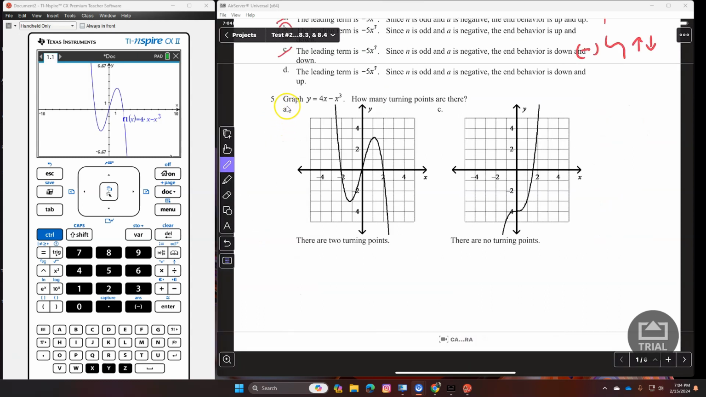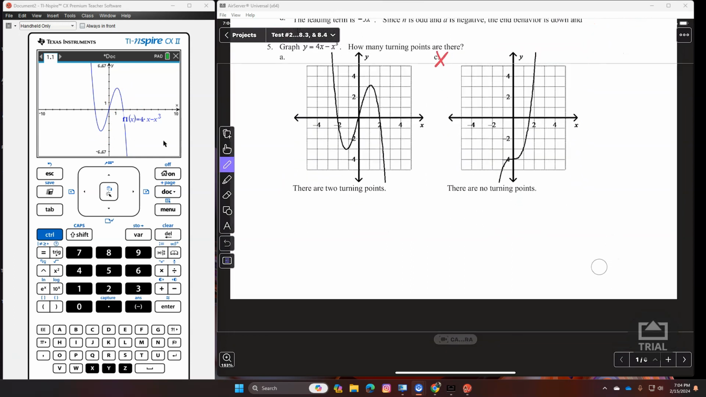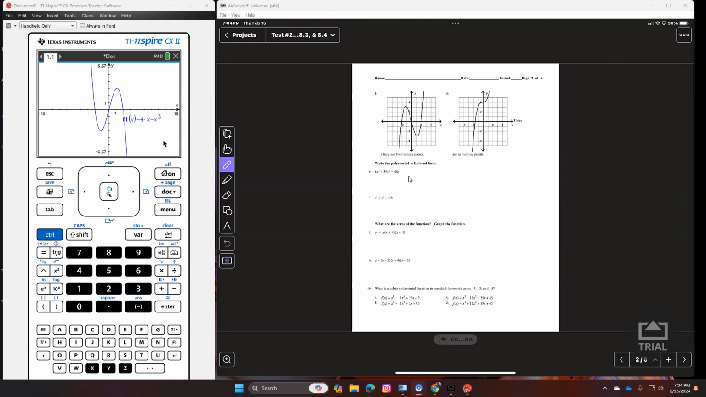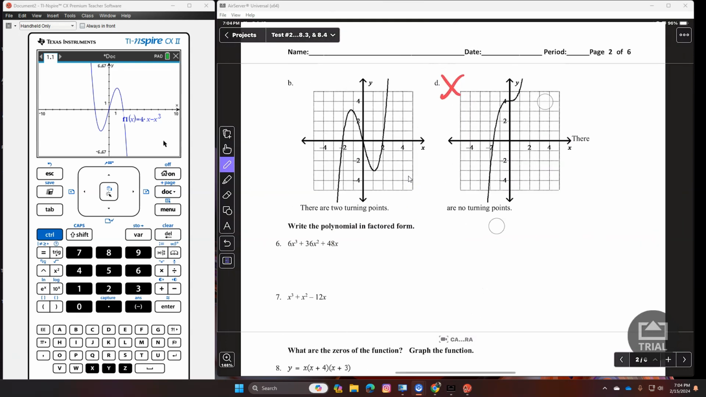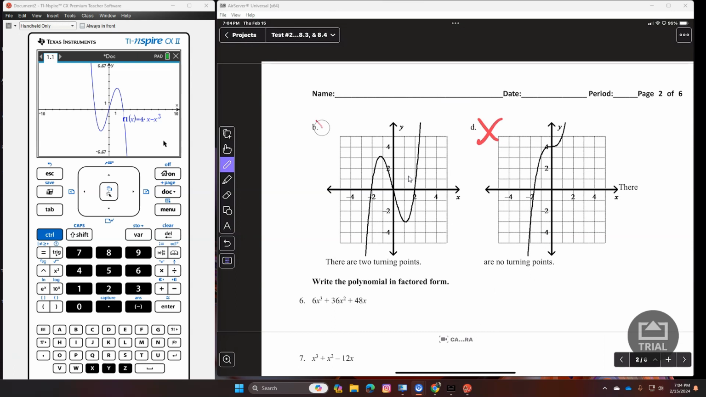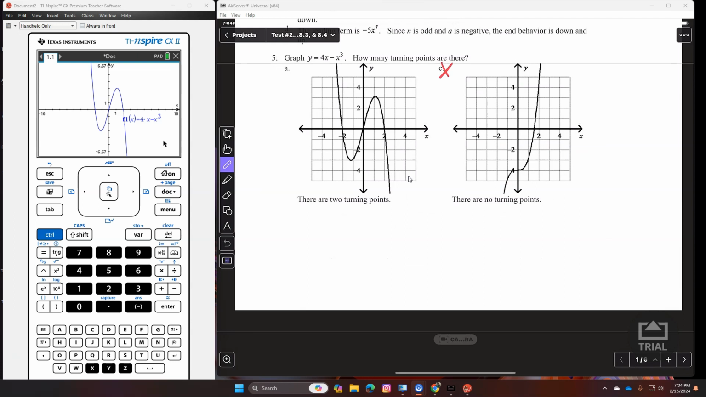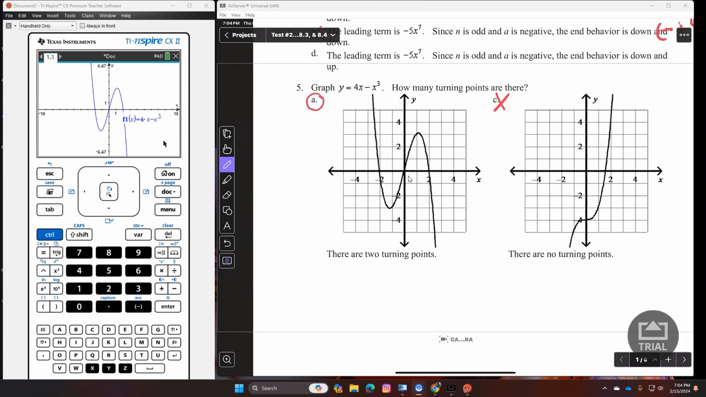If you look at number 5, it says graph y equals 4x minus x cubed. How many turning points? Well, here is a graph. This is a turning point, and this is a turning point. There's actually 2. So definitely the answer will not be C. If you go to the next page, definitely won't be D. Let me make it larger. And definitely B is not the answer, because it's reversed. So the answer is A. The graph of 4x minus x cubed will be A.